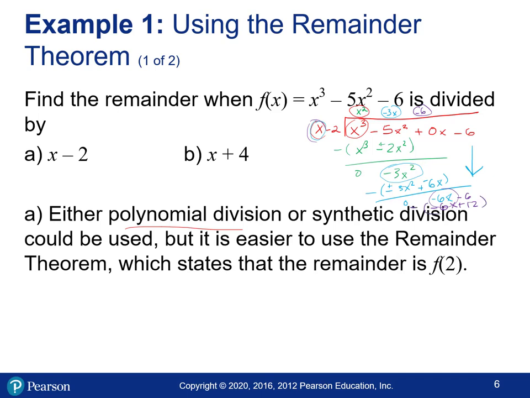And I'm running out of room, but hopefully you can still see it, so I'm going to subtract that. That's going to be 0. And then negative 6 take away 12 is negative 18. So this is the remainder. So we got our remainder the long way.